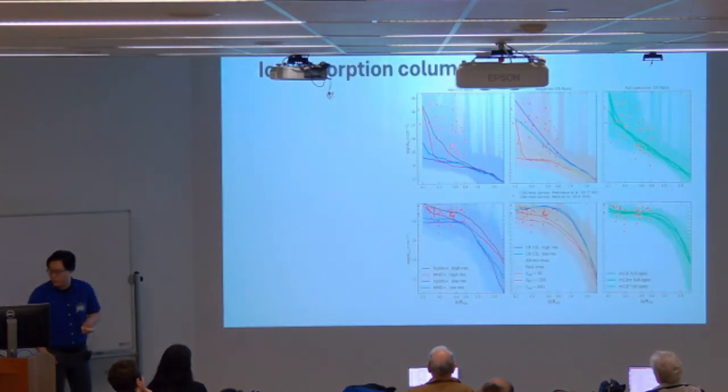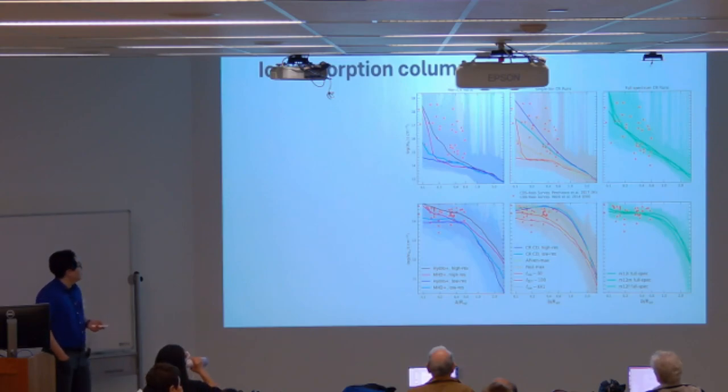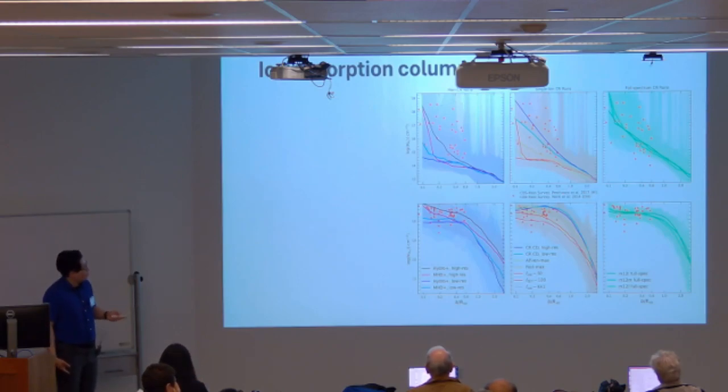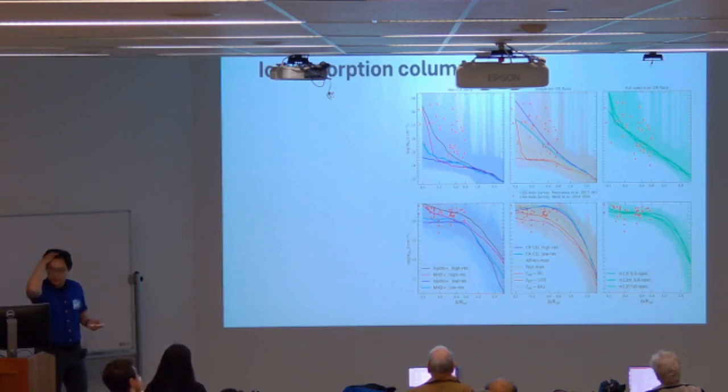So in the next few slides, I'm going to show several comparisons between our simulated galaxies and the observational data. The first thing we wanted to compare to was the ion absorption column densities, and those were data from the COS-Halos survey as appeared in Prochaska et al. 2017 and Werk et al. 2014. The stars are the observational data, and the lines are our simulated galaxies.